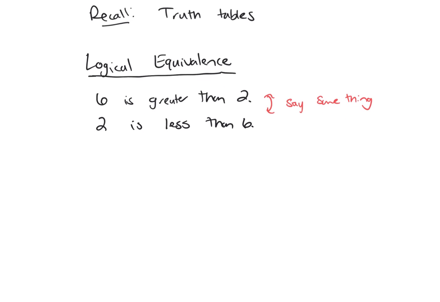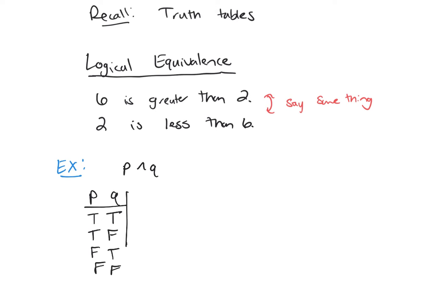So let's explore that a little bit more. Let's look at a truth table. Let's look at the truth table for P and Q. I have two variables, P and Q, which means I have 4 rows in my truth table. And remember how P and Q works: they both have to be true. So it's true in the first row and false in the other 3 rows.